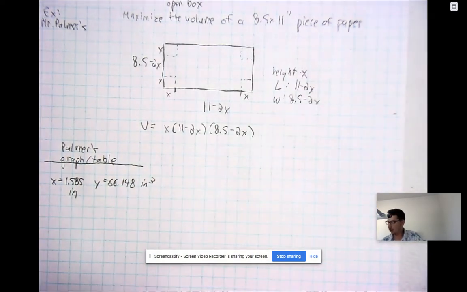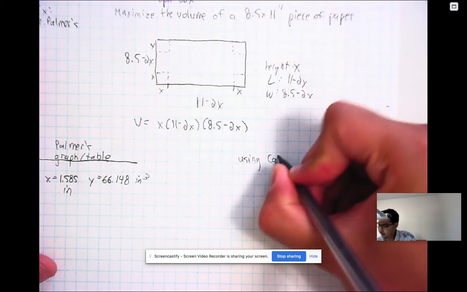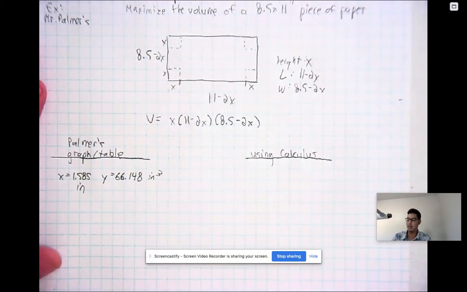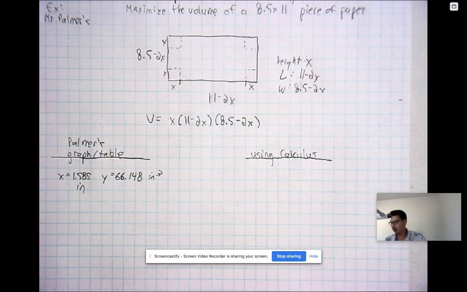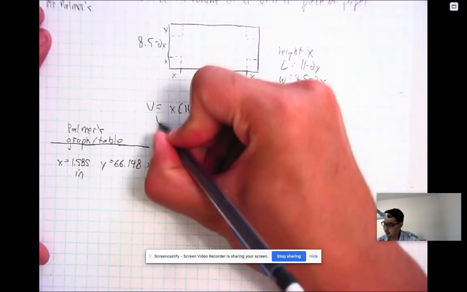Now we're at a point where we can do this same problem, but using calculus, which will help us a little bit more than being able to do a graph and table. Both options are good, but it's another way to learn something. So I'm going to rewrite this volume problem first as a polynomial.